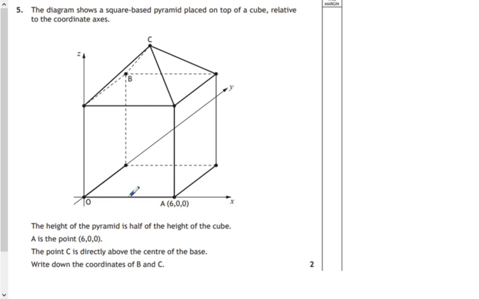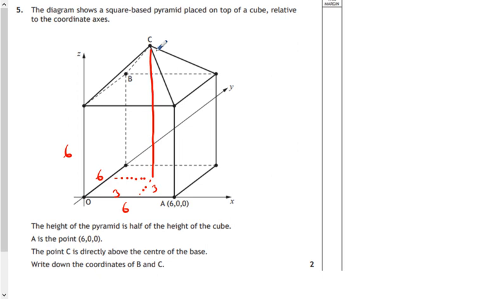So if it's a cube, all of its sides are 6, and C is directly above the center. So we're going to have 3 in here, 3 up.